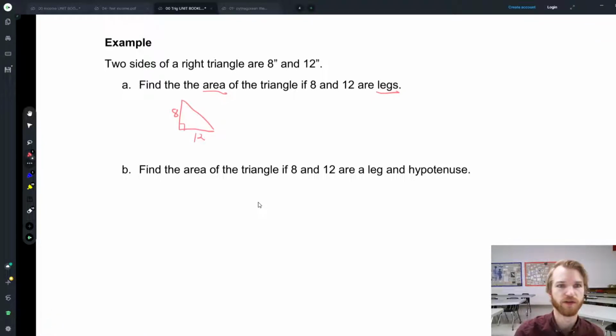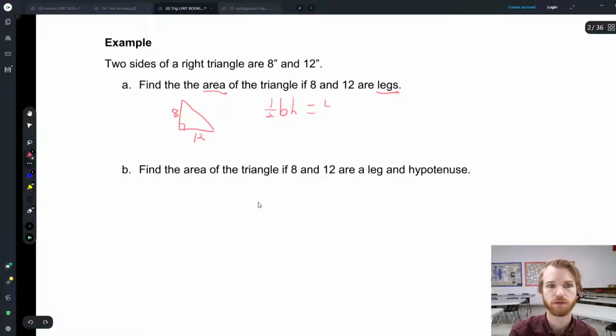This one asks us to find the area. So we actually don't have to find the hypotenuse at all here. We just need to say 8 times 12 divided by 2, right? Base times height divided by 2 is the area of this. So that's going to be 48. Okay, 8 times 12 divided by 2 is 48 inches squared.